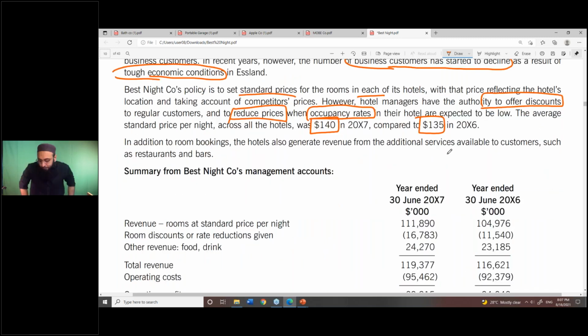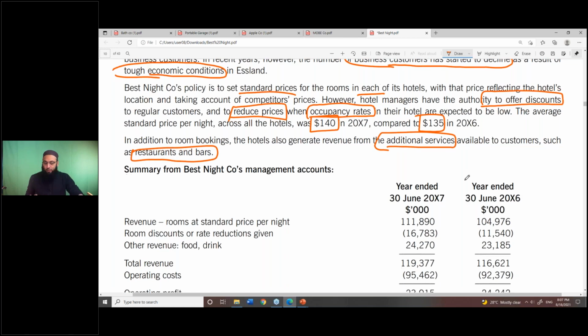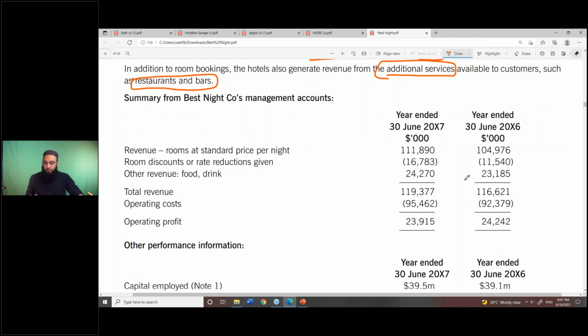In addition to the room bookings, the hotels also generate revenue from additional services available to customers, such as the restaurants and the bars. Now, you have to look at the information very carefully because you need to decide the ratios, and you have 5 minutes to read the question. So in those 5 minutes, just read each and everything very thoroughly.